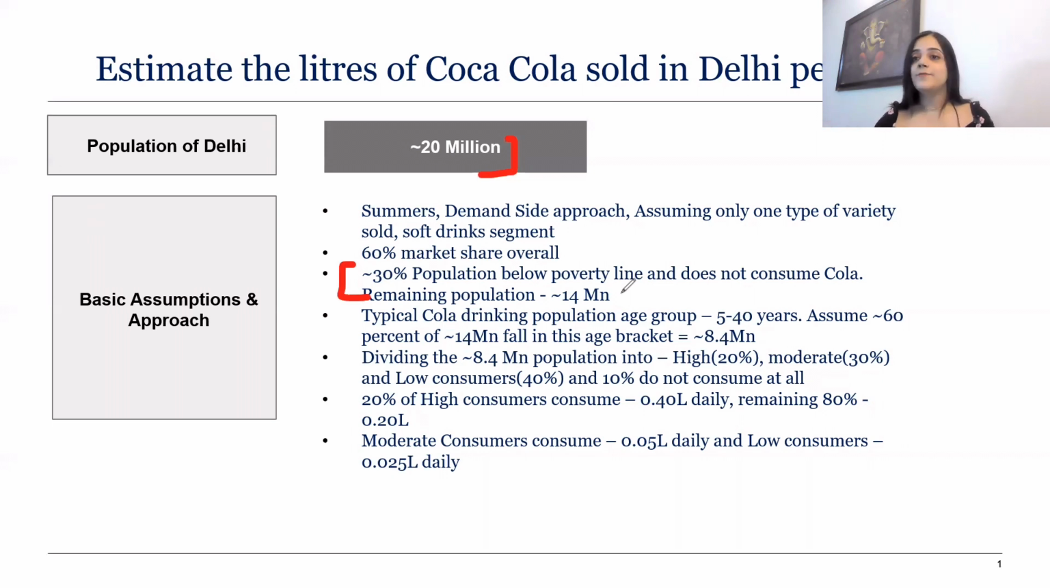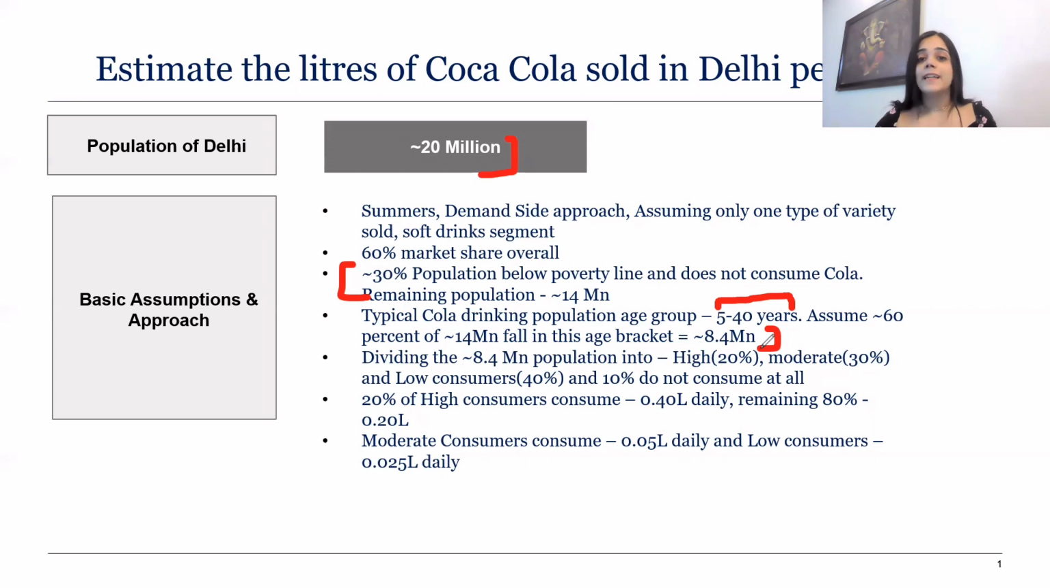Now, even within this 14 million, we will have children and we will have elderly, right? Senior citizens who do not consume cola. So I've taken the typical drinking population age group to be around 5 to 40 years. And of this, I've assumed that 60% of 14 million falls in this age bracket. That is around 8.4 million. Now, just to simplify your calculations, you could have taken 8.4 million to be around 8 million.